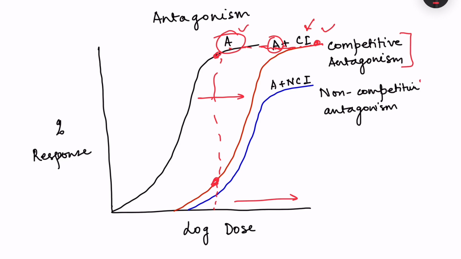On the other hand, in non-competitive antagonism, we see there is a shift in the curve to the right and also the maximum response is decreased. That means even if we increase the dose, then maximum efficacy is not reached.